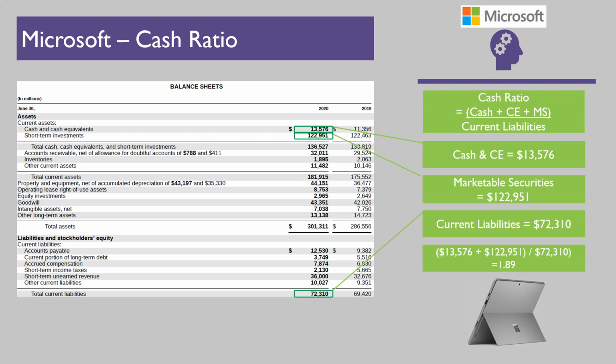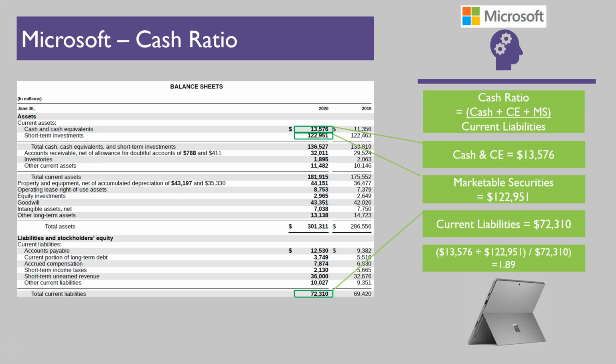So what does this mean and how does it compare to Apple? Well, this tells us that Microsoft has $1.89 of liquid resources to cover every $1 of current liabilities. In other words, Microsoft has more than sufficient cash and short-term investments to cover all of its current liabilities on its balance sheet.